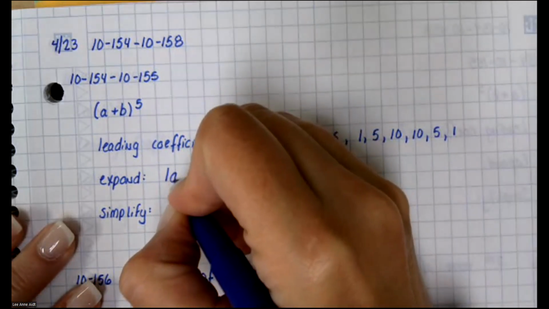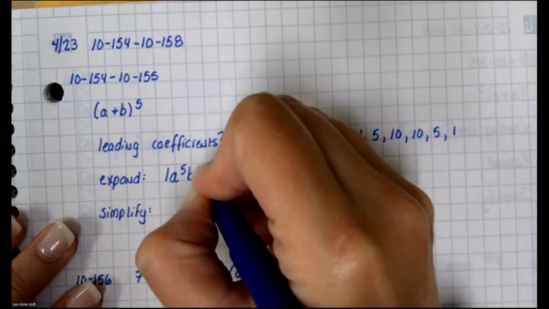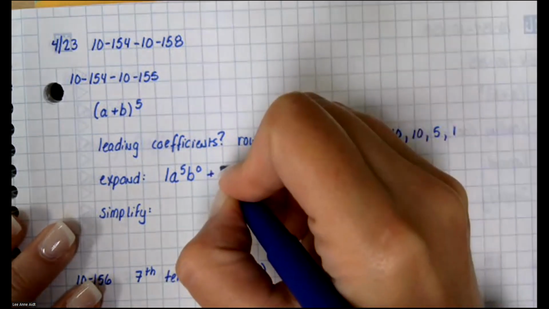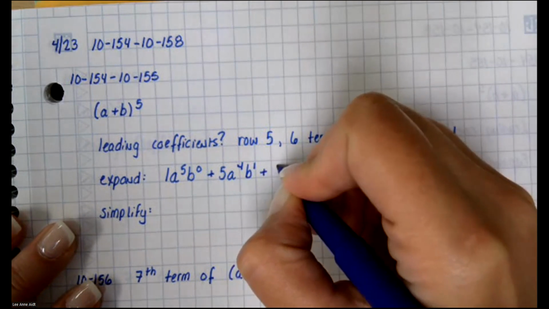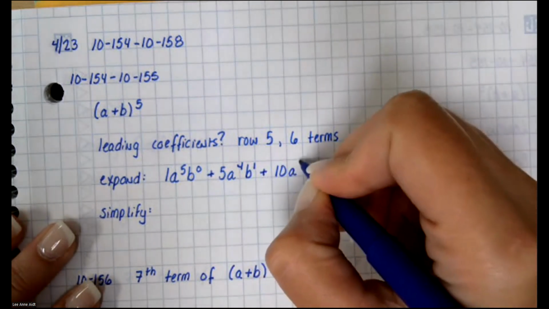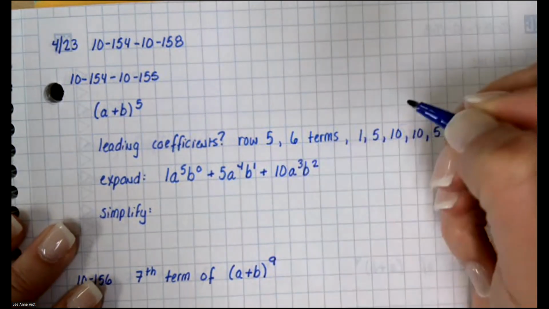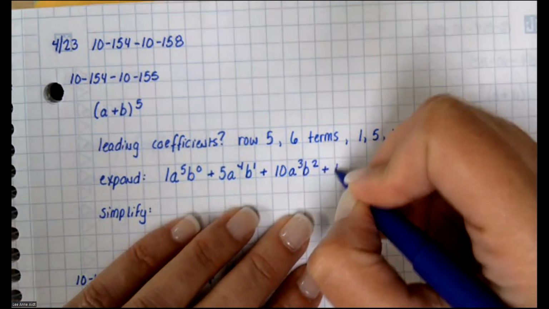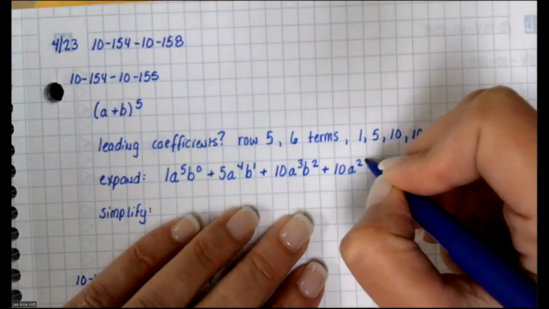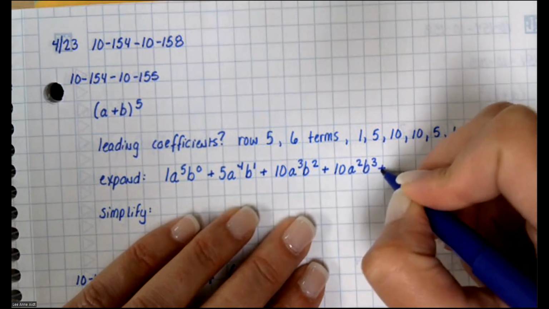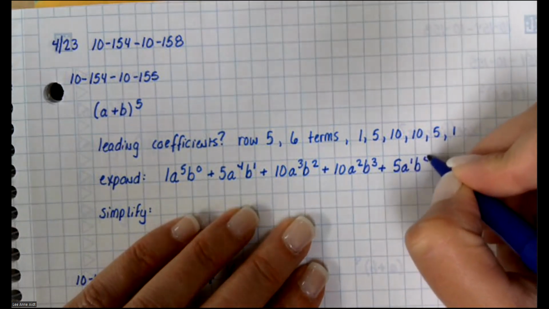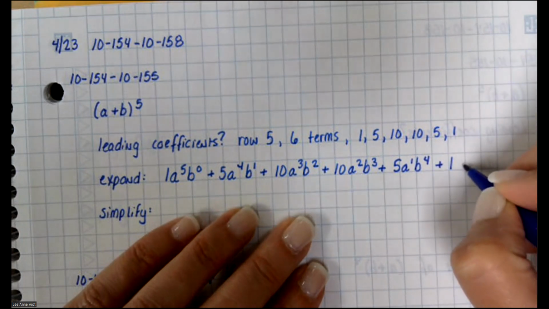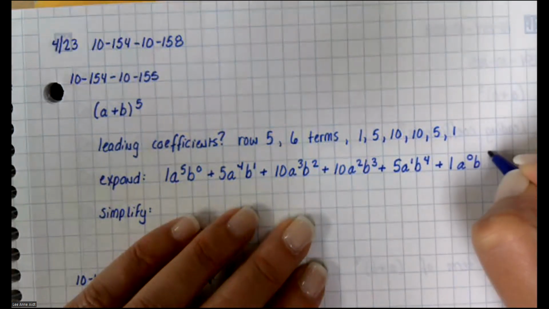1, a to the 5th, b to the 0, plus 5, a to the 4th, b to the 1, plus 10, a to the 3rd, b squared, plus 10, a squared, b to the 3rd, plus 5, a to the 1, b to the 4th, plus 1, a to the 0, b to the 5th.